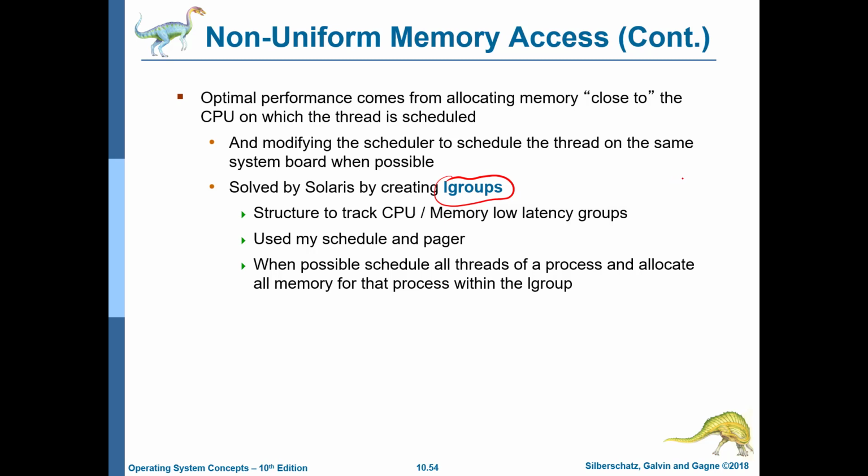Whenever possible, we take the threads of a process and try to allocate all the memory for that within its lgroup. So the lgroup is basically at the hardware level. It's a group of interconnected CPUs as well as memory modules. We can also have a scheduling and a paging system within an lgroup, and as far as possible, we schedule all the processes that we can within the lgroup. This keeps the data and the compute local.